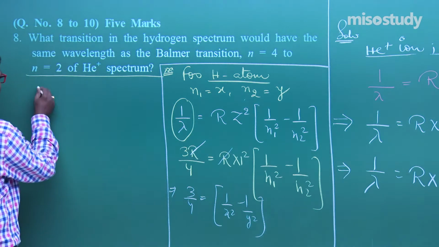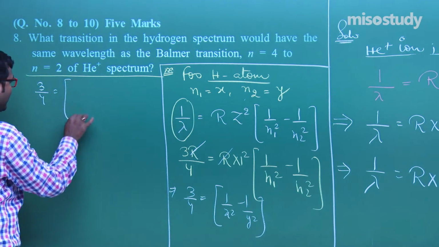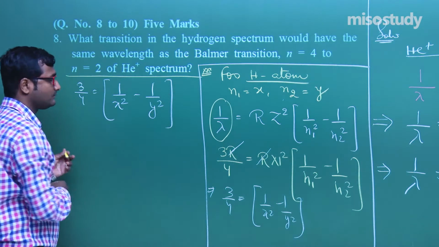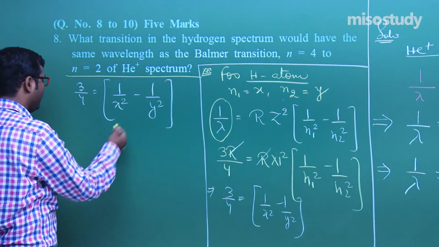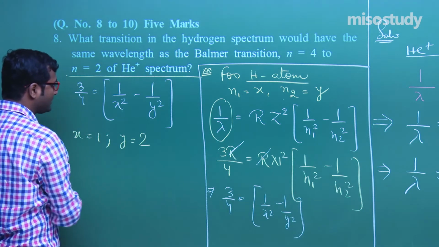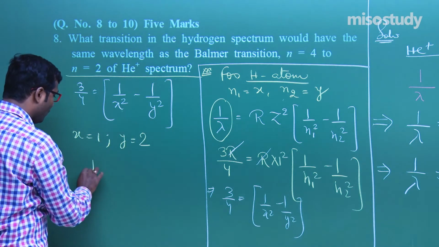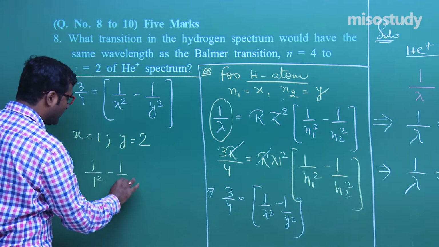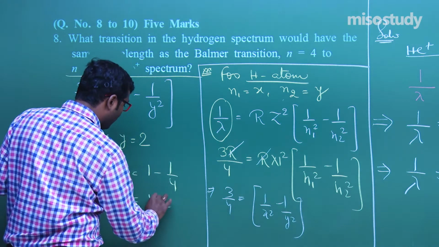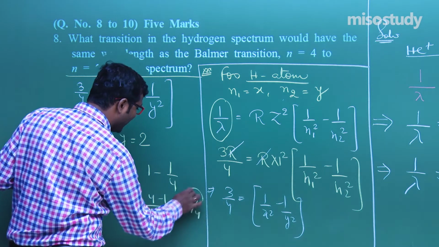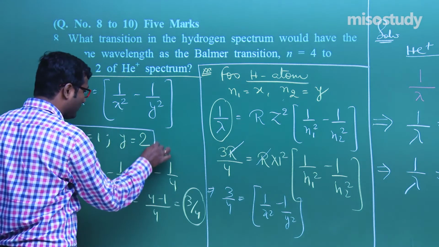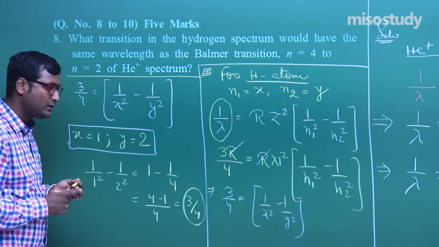Look at 3 by 4 is equal to 1 upon X square minus 1 upon Y square. Clear? Now hit and trial method. Put the value of X is equal to 1 and value of Y is equal to 2. Then what will happen? Check it out. 1 upon 1 square minus 1 upon 2 square, that is 1 minus 1 by 4. LCM 4, 4 minus 1 by 4, that is 3 by 4, which is equal to 3 by 4. Then definitely X is equal to 1 and Y is equal to 2.